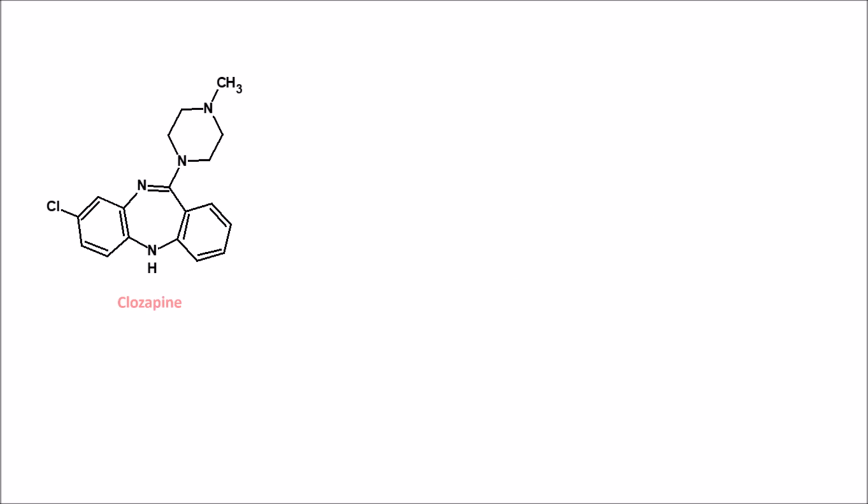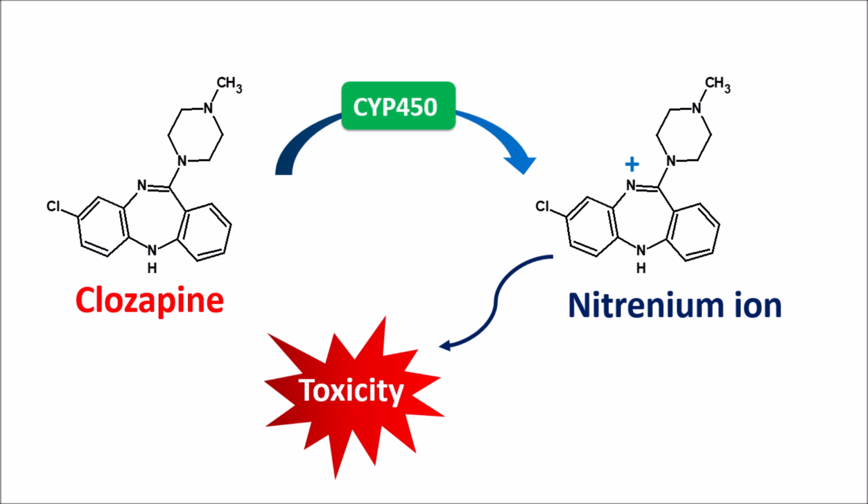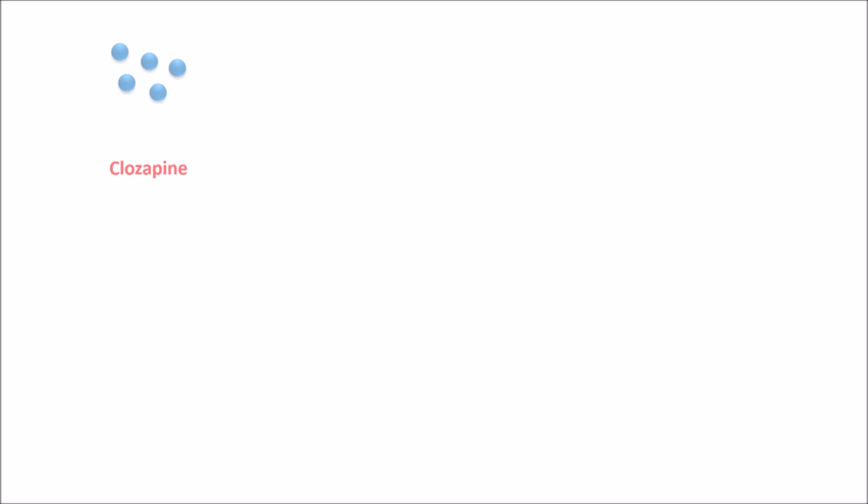So within the structure of clozapine, we can observe the nitrogen within the heterocyclic ring system. This can be converted into one of the metabolites, the nitrenium ion, where the positive charge exists on the nitrogen. Because of this positive charge, it is highly reactive, and this metabolic conversion is mediated by the cytochrome P450 system. Once this nitrenium ion is formed, it can produce toxicity on the neutrophils, which can produce oxidative damage, leading to decreased neutrophil count. So this is the clozapine.